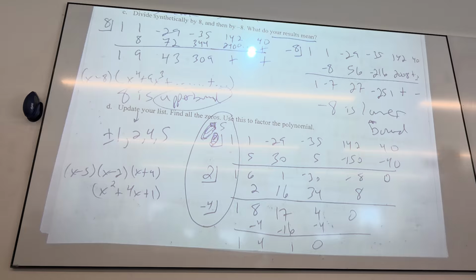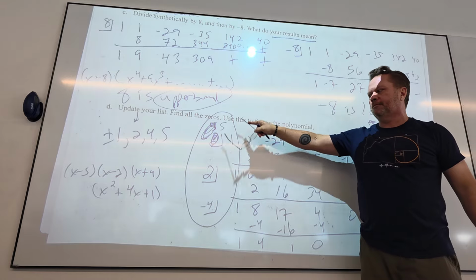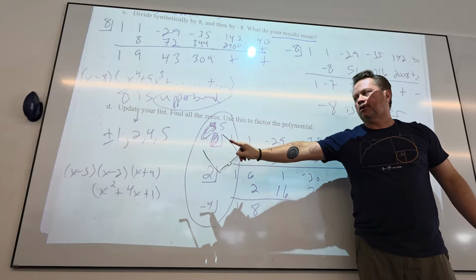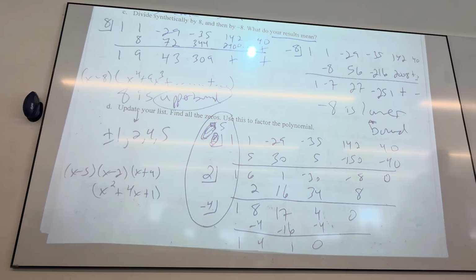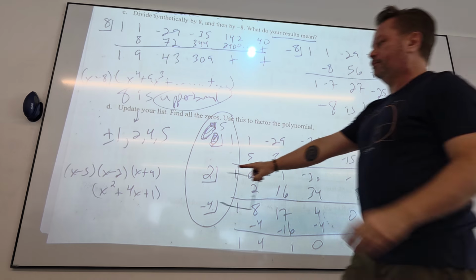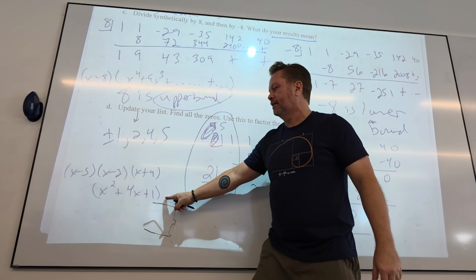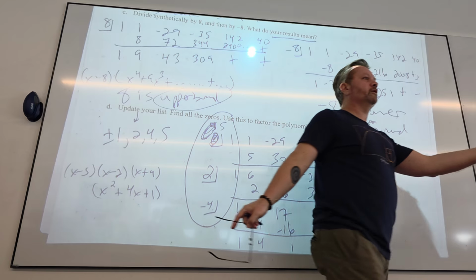Did any of these have a multiplicity of more than 1? Did they show up more than once? No. So how many more answers do I still have? 2. Why did I not get them? Because they're not rational. Where would I get the other 2 answers from? Yes. And how would I get the zeros? What do I have that exists? Quadratic formula.